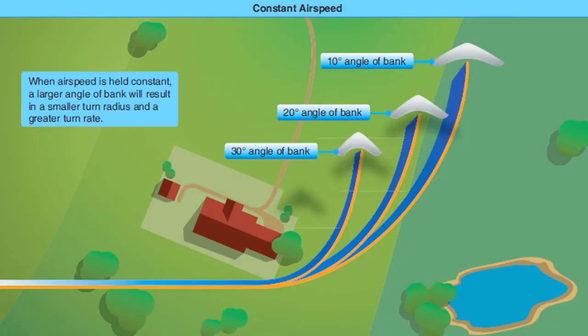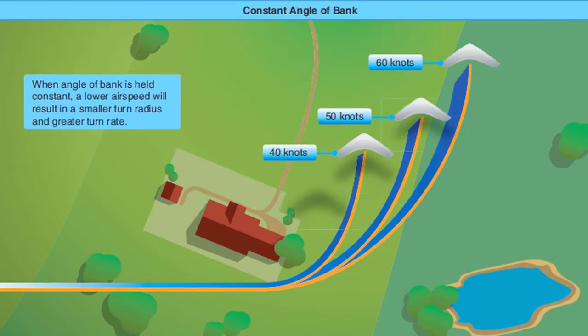Another important factor to consider when performing a level turn is the horizontal lift component. There are two rules to remember. The rate of any turn at any airspeed increases as the bank angle increases, and the rate of any turn at any bank angle decreases as the speed increases.